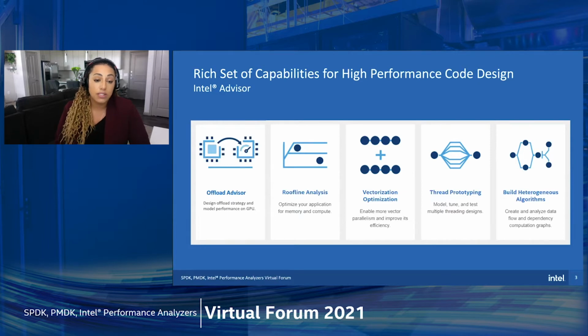And lastly, we'll go into detail on vectorization optimization. And this is going to be a big part of Intel Advisor. It's going to tell you which places of your code are vectorized or not, how efficiently they're vectorized, and for the regions that were not, it's going to tell you exactly why the compiler was unable to vectorize those regions of code.